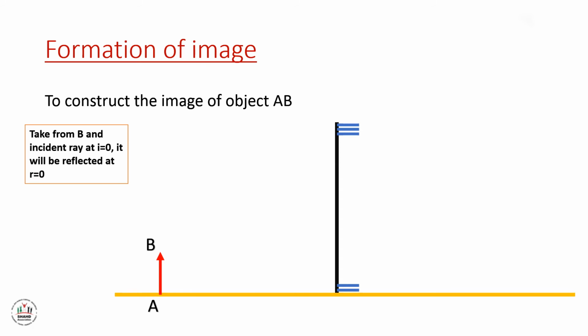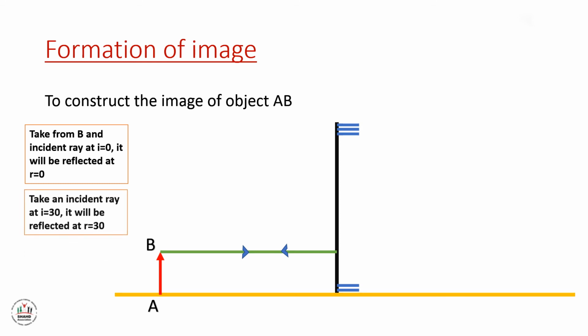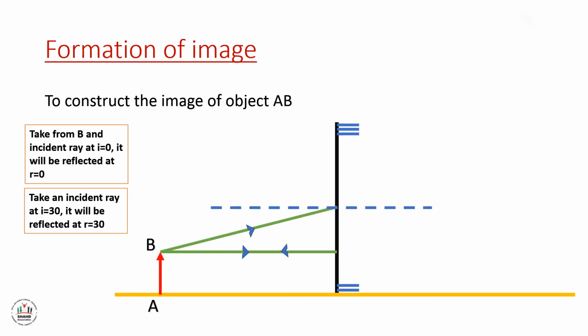It will be reflected at 0 degrees because, as we said, the law of reflection states that the angle of incidence is equal to the angle of reflection. So the reflected ray will be reflected along the incident ray. This is the first ray. A second ray, we have to take an incident ray at an angle of incidence of 30 degrees. So according to the law of reflection, the angle of reflection will be also 30 degrees because they have to be equal. This is the reflected ray.